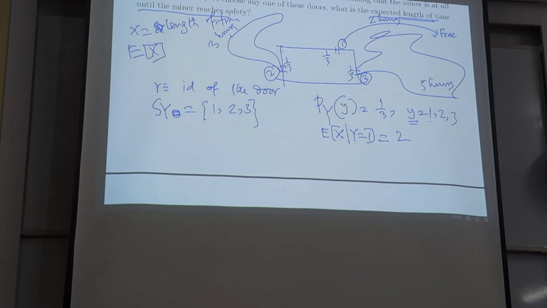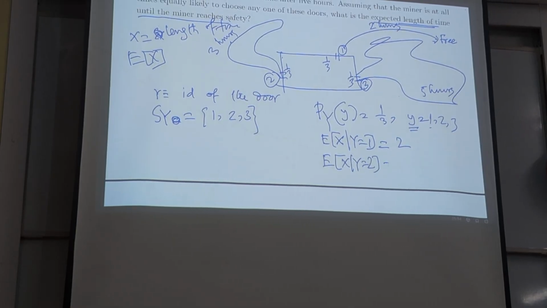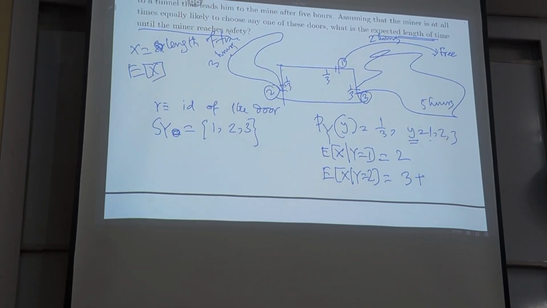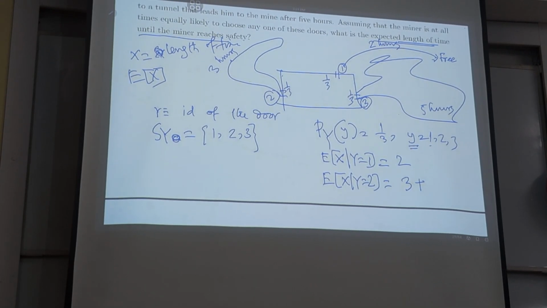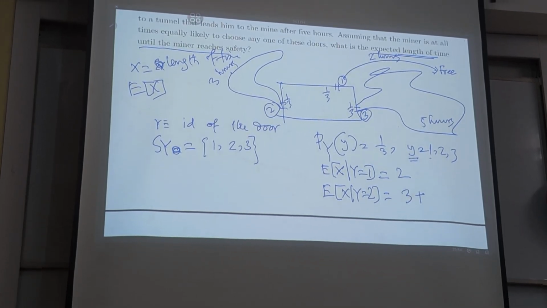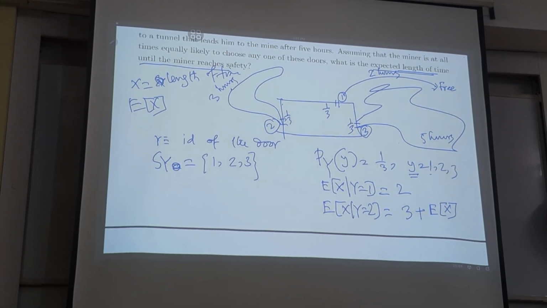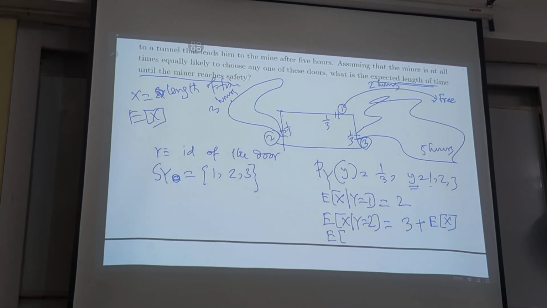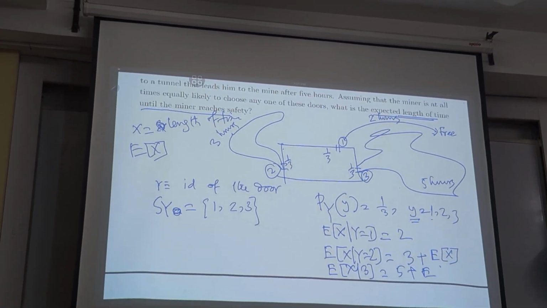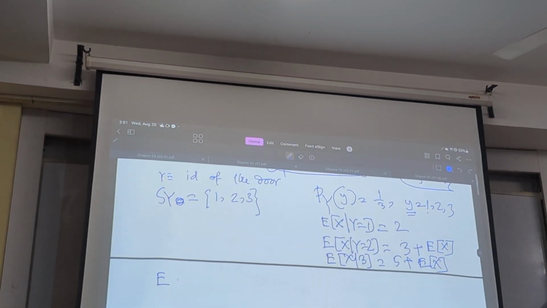If he chooses door 2, it takes 3 hours, and after 3 hours he comes back to his original place and still can choose, since it is equal. So it will be 3 hours plus expected X. And finally if he chooses 3, it will be 5 plus expected X. Right? Then, what is the expected value of X?